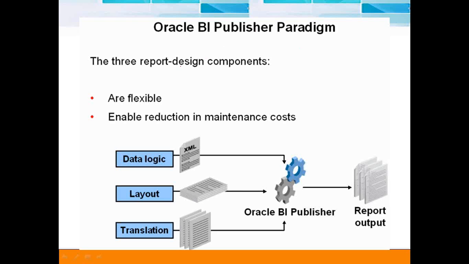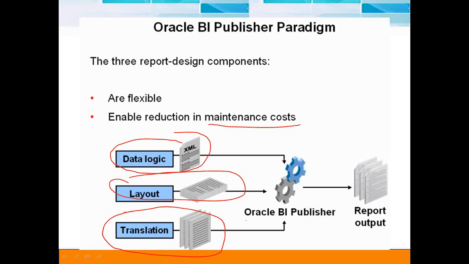The reports are divided into three different pieces. The three report design components. They are flexible and overall reduce maintenance cost. The purpose of all these kinds of reports is to reduce maintenance cost. Now you have data logic being maintained in an XML file. Layout is maintained exclusively, and translation is maintained in a separate place. So you have three different places. Your BI Publisher works as an engine which stitches them together, joins them together and creates a report.